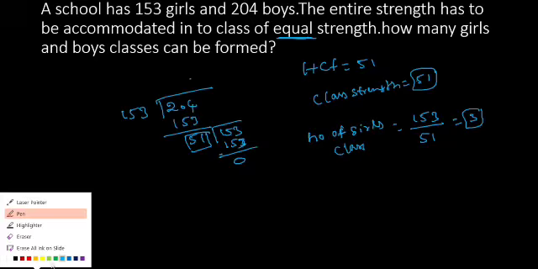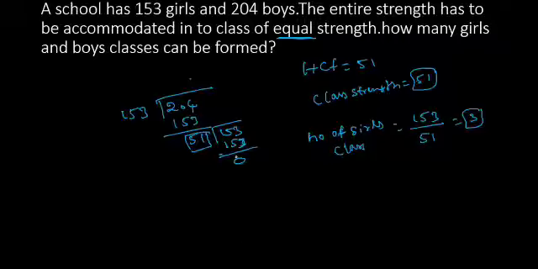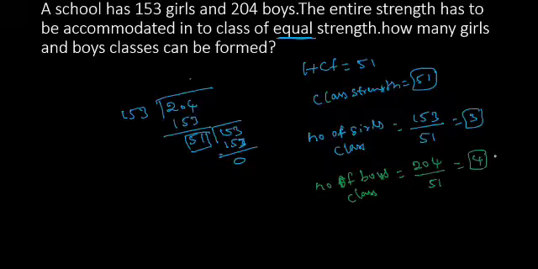Now we will compute the boys classes. The number of boys classes is equal to 204 divided by 51, so the number of boys classes is actually 4. So the girls classes are 3 and the boys classes are 4, so a total of 7 classes will be there. So this is the way of solving the problem using HCF for practical scenarios.